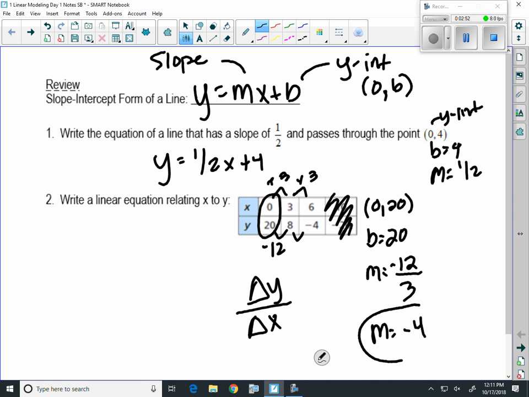All right, so we have our slope and we have our y-intercept. Now we can write our equation. Y equals negative 4x plus 20. Questions so far? Are you tracking with me?